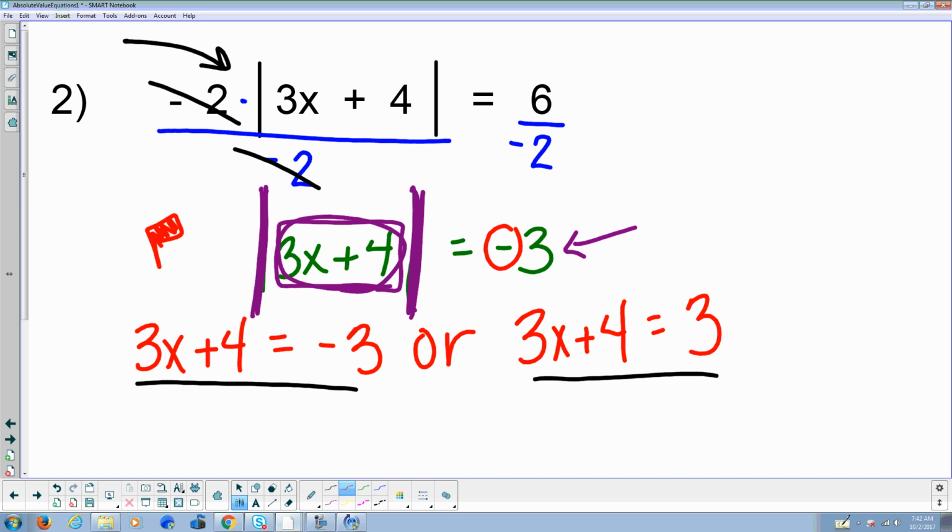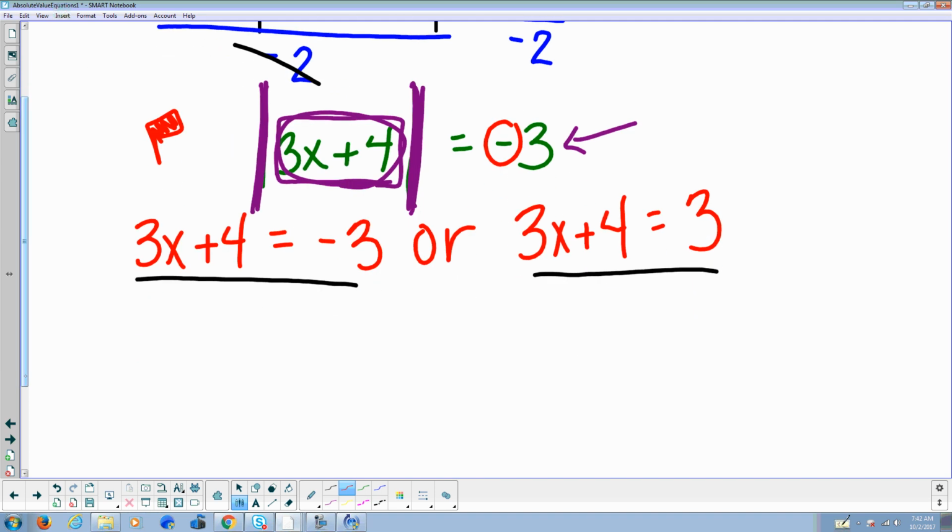So when I see this situation, I could go on and do the work, or I could recognize it and save myself the time. If I recognize it, I can just say, oh, this is going to be a no solution answer. No solution, or the empty set. Neither answer that I find is going to actually work.